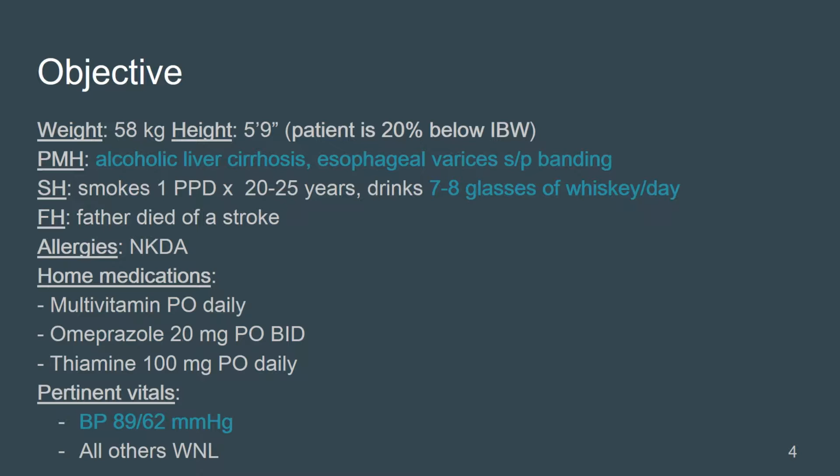All of the pertinent objective information is listed for you here, but I just wanted to point out a couple very important things. He is 20% below his ideal body weight. He does have a past medical history of alcoholic liver cirrhosis and esophageal varices, status post-banding. He continues to drink 7 to 8 glasses of whiskey per day, and he is fairly hypotensive with a blood pressure of 89/62 currently.